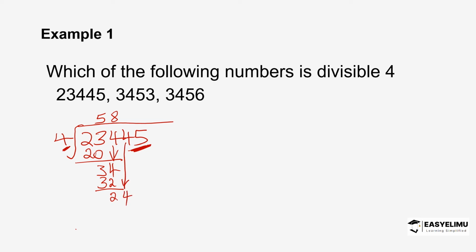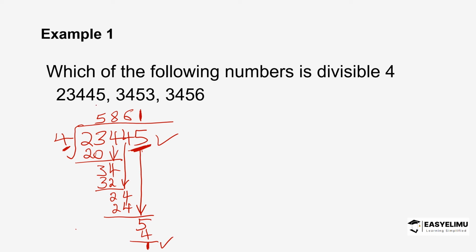So 24 here, you divide by 4 is 6, and 6 by 4 is 24. So if you subtract, this will be 0, so you don't write it. You simply drop the 5 down there, and 5 divided by 4 is 1, and 1 times 4 is 4, and you can see that there is a remainder of 1 there. So you're able to confirm that this number, 23,445, isn't divisible by 4.